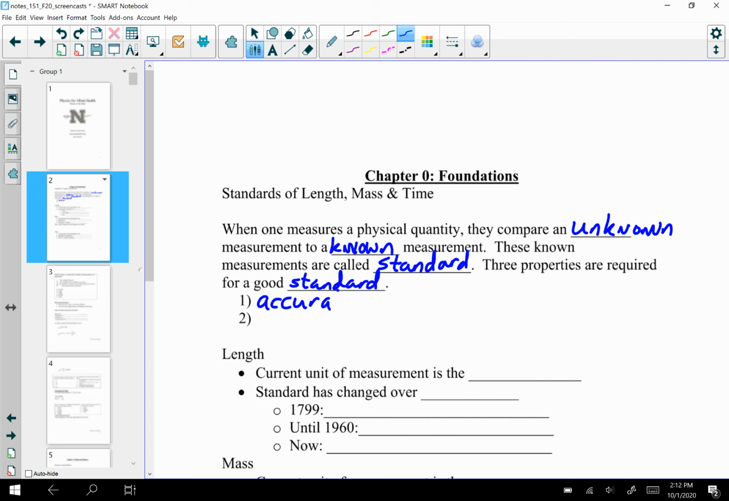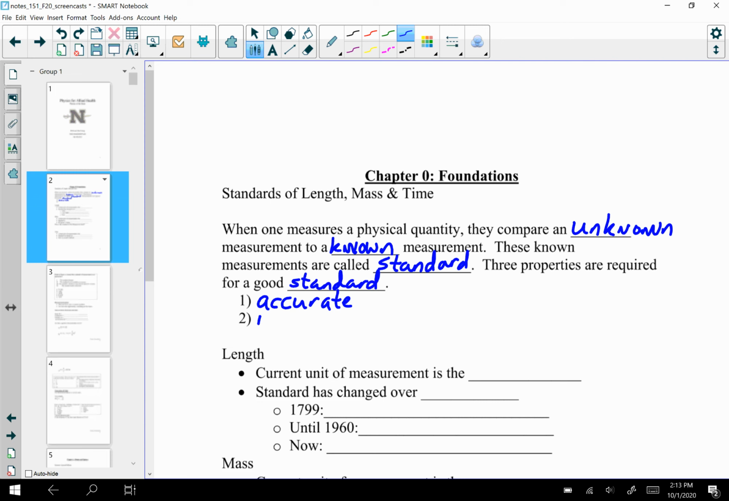You want a standard that is appropriate for your measurement. So, for example, if you want to measure the width of your human hair, then you need a standard that is appropriate to measure the width of your human hair. That is something that is accurate to such distances, very small distances.